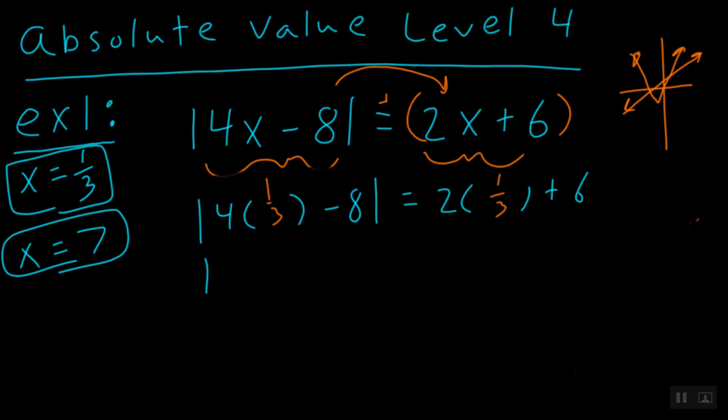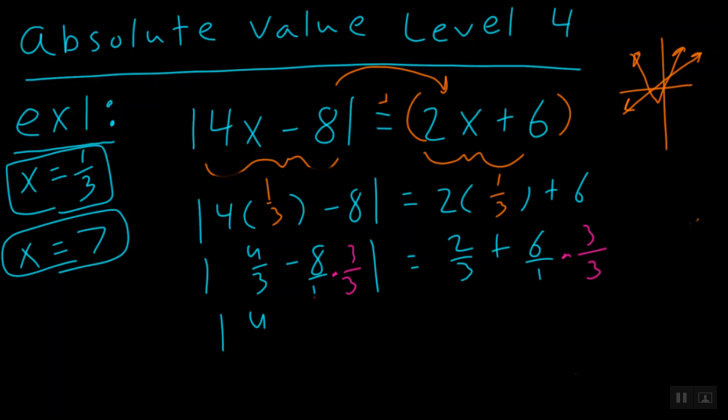So here we have 4 times 1/3, which is 4/3 minus 8, and I'll begin to turn that into 8 over 1, is equal to 2 times 1/3 is 2 over 3 plus 6, and I'll begin to turn that into 6 over 1. Now, if I want to add these fractions, I need a common denominator, so 1 times 3 will get me a common denominator here, and of course the same is true, 1 times 3 will get me a common denominator here.